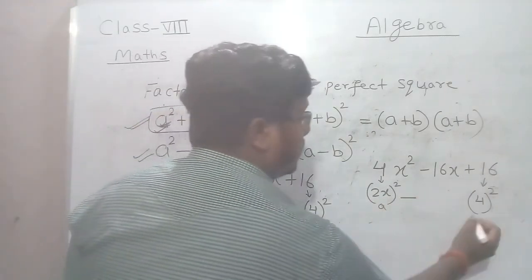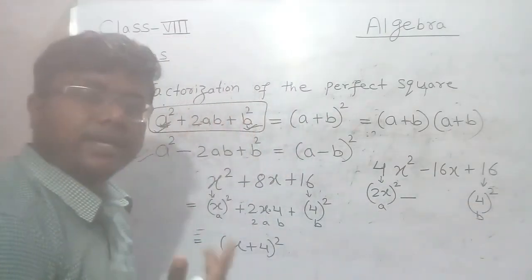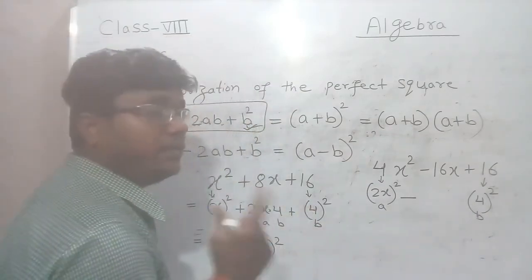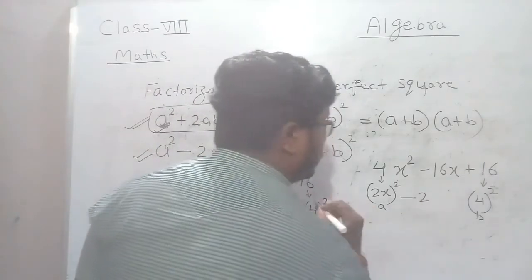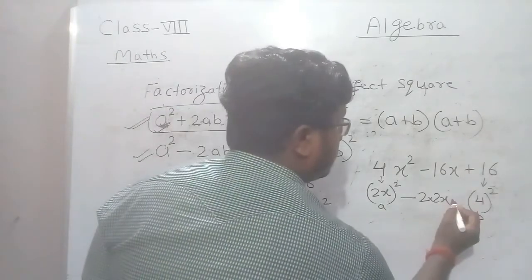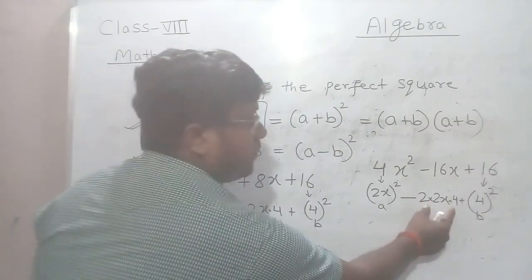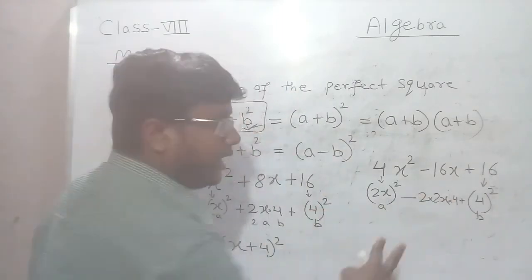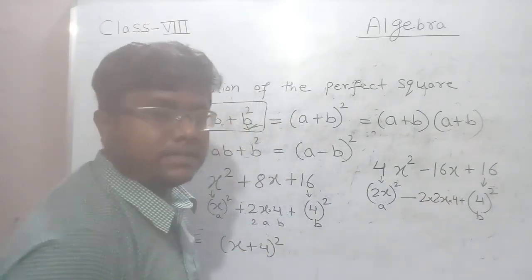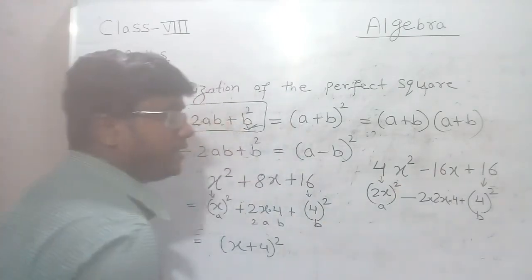We have got the a square term, we have got the b square term. We need not write a and b here, but just to make you understand I have written them. So in the middle we have to get 2ab. That is, 2a is 2x, and b is 4, into 4. This is plus. Let's multiply this, and while multiplying you must get this term, otherwise the formula will not match. Let's multiply. 2 into 2 is 4, 4 into 4 is 16x. It is matching.